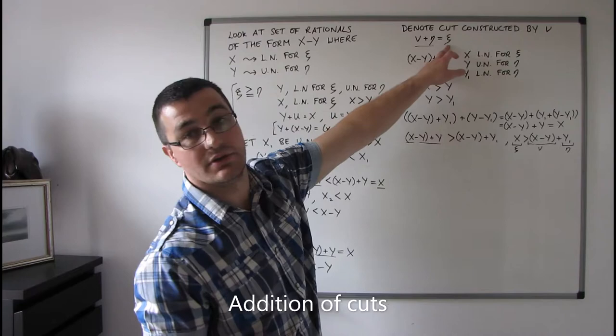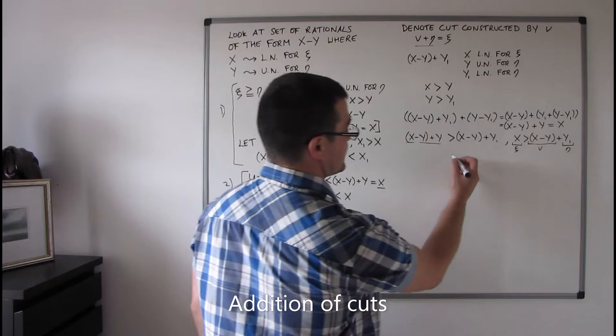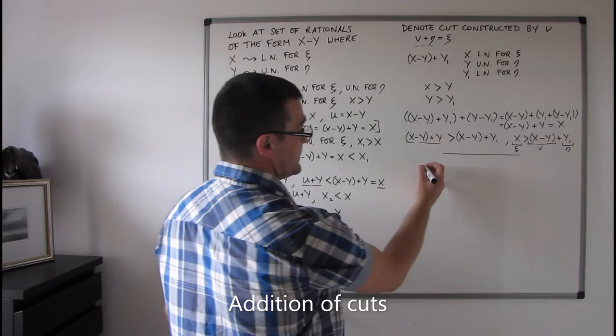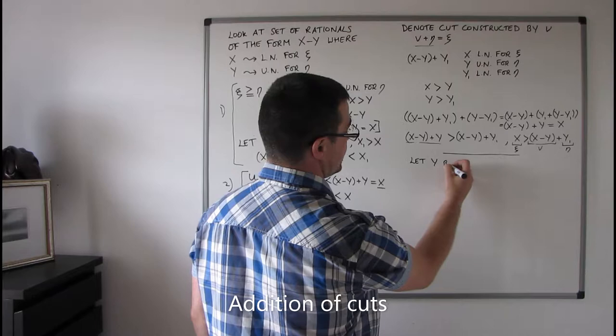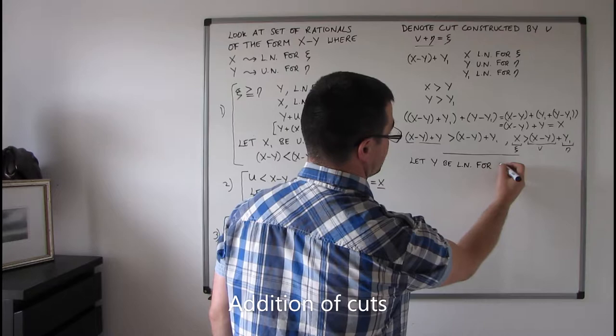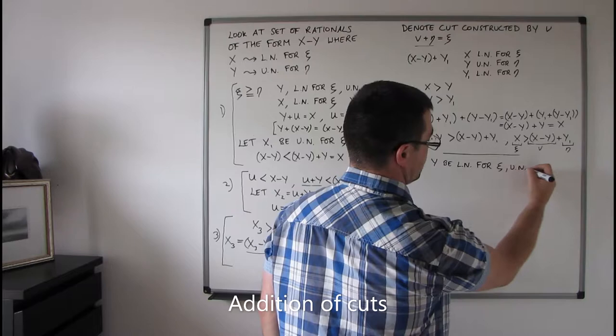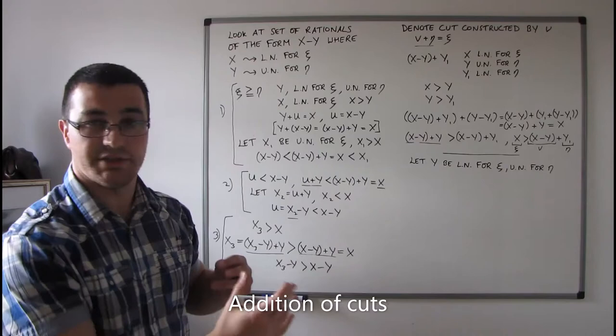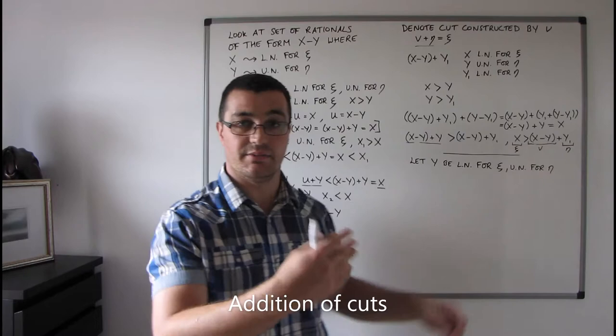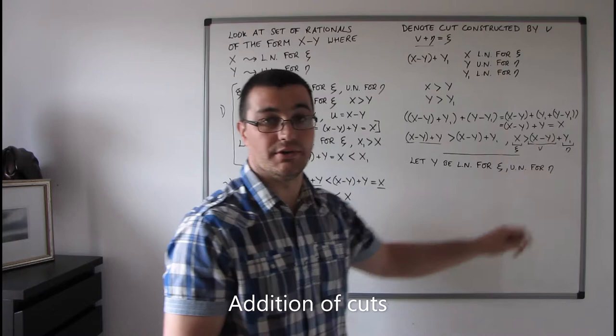Okay, moving on to the next part then. So that's that. We need to go in the other direction. There's going to be two parts to this. So let y be a lower number for xi, but also an upper number for eta. So we're going to look at two cases here. One where y is a lower number for xi and an upper number for eta, and then we're going to look separately at the case when y is a lower number for xi and a lower number for eta.